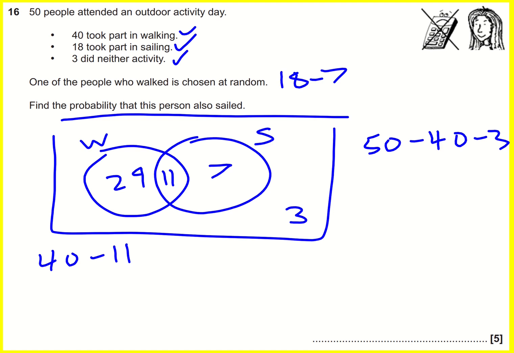One of the people who walked is chosen at random. Find the probability that this person also sailed. This is still a bit tricky because now we're told that we're only asked about the people who walked, so it's sort of a given that they walked. So I can ignore these people; they're gone. Find the probability that they also sailed. Well, 11 also sailed, and there were 40 of them in total. So it's going to be 11 over 40.